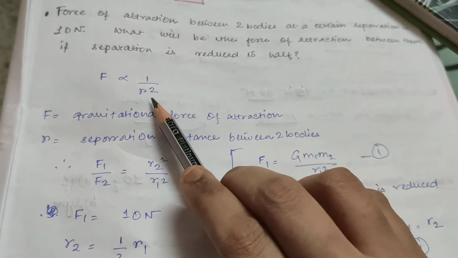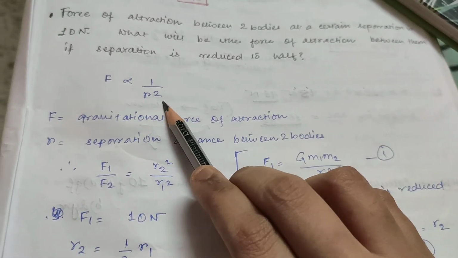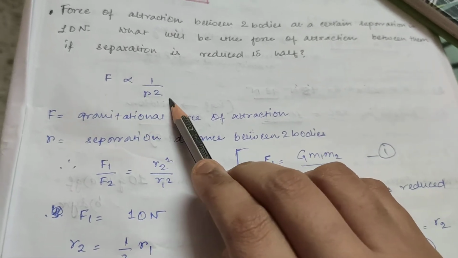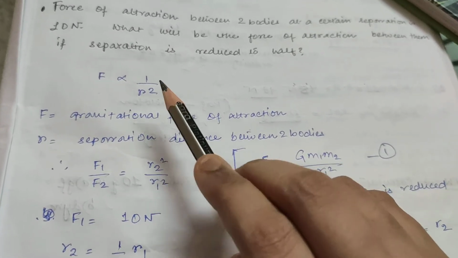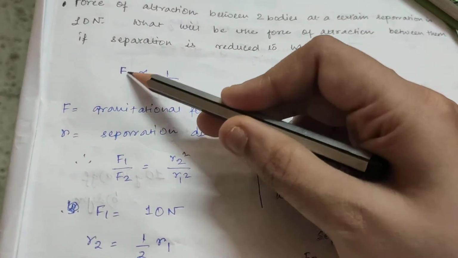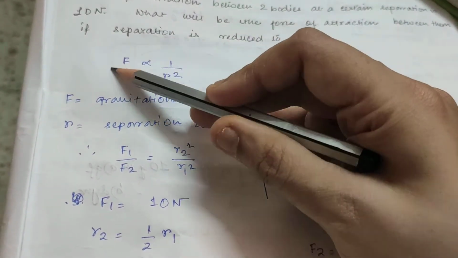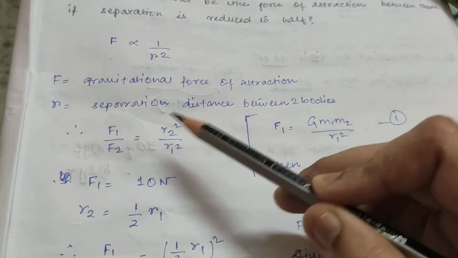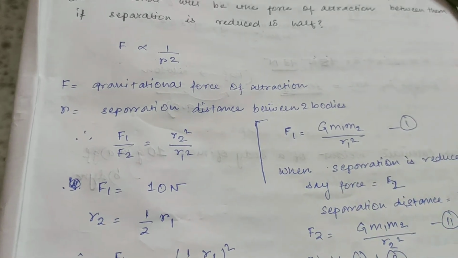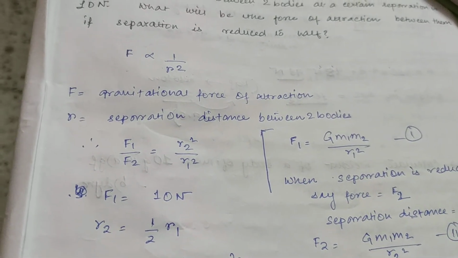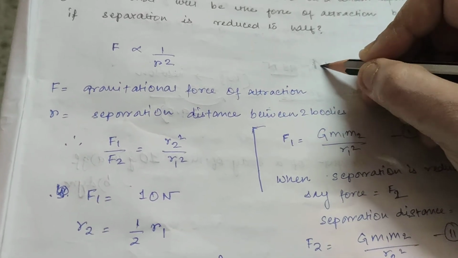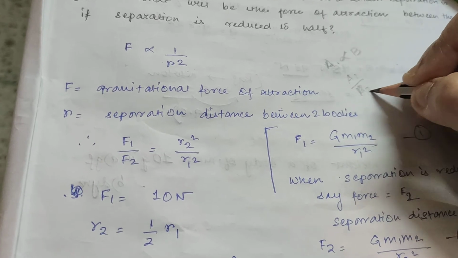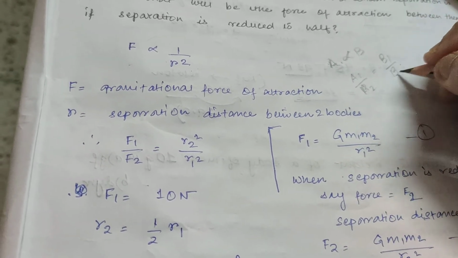Now, do you remember this? R is the separation distance between two bodies. F is inversely proportional to R square, right? Now, when you have an inverse relation between two quantities, you can write it like F1 by F2 equal to R2 square by R1 square. I don't know whether you have done this in maths or not. Suppose A is proportional to B, then you can write A1 by A2 equal to B1 by B2.